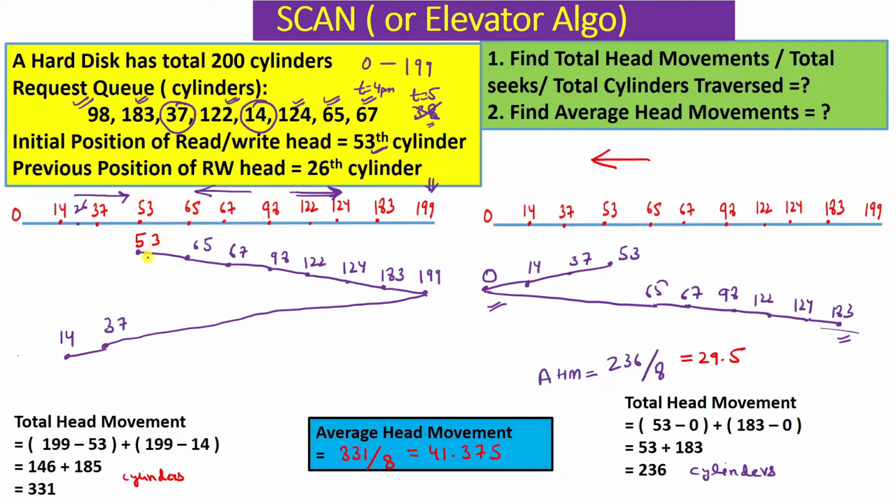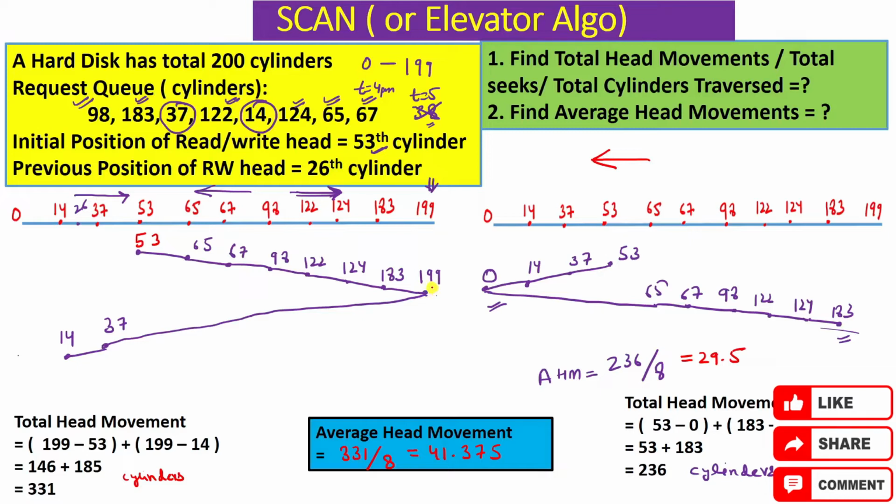So we started from 53, the current cylinder position, and then we go on like an elevator or a lift. We are going in one direction and whatever requests come in between, we service those requests. We service 65 from this input output request queue, then 67, then 98 and so on. The last request in this direction was 183, right? And after 183 we went to 199 also. Why? Because the SCAN algorithm says we have to go till the last cylinder. So we come to 199 also, and after that we reverse our direction.